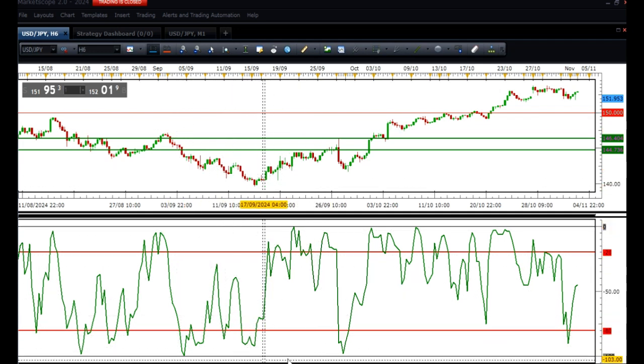And below here, you have the Williams %R indicator, which is basically two horizontal lines, squiggly lines going up and down. Anytime these are at the top over here, that means the asset is overbought. And if it's down here, it's oversold. So if it's down here, you're looking for buy entries. If it's up here, you're looking for sell entries. But we don't do sell entries.